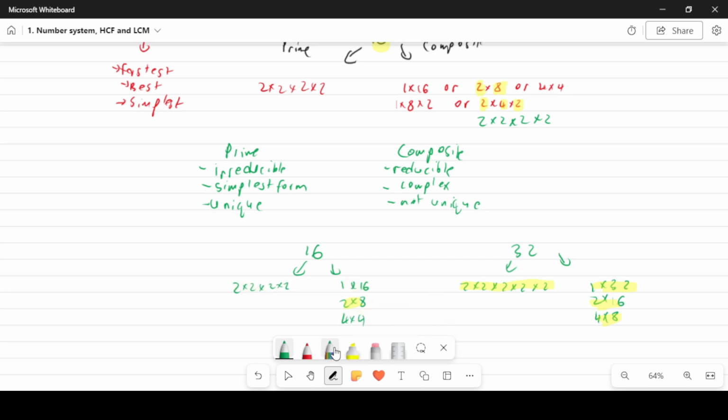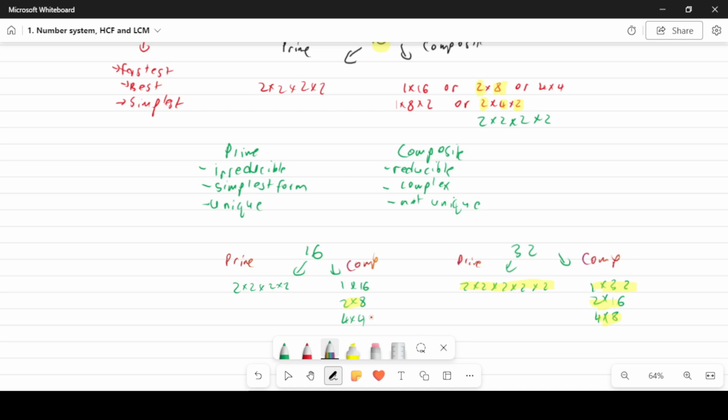What's the significance of this? The significance is if I'm trying to compare these two numbers, 16 and 32, looking at it from the perspective of prime numbers, I can say that 32 has one extra factor of 2. Think about that. Because 16 has how many factors of 2? 4. 32 has how many? 5. So it has one extra factor of 2. But that's not the point. I'm going to lead this to some other topic.